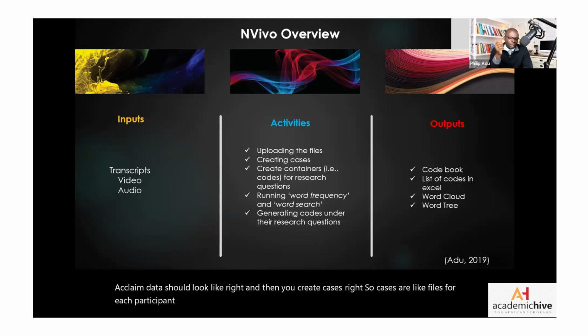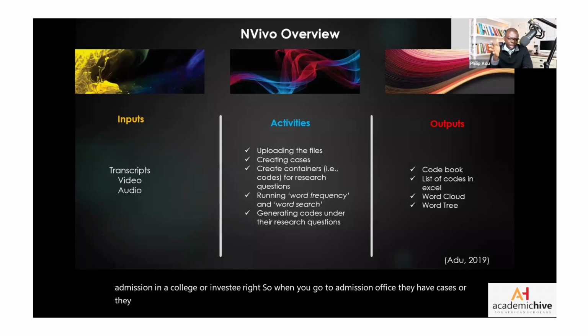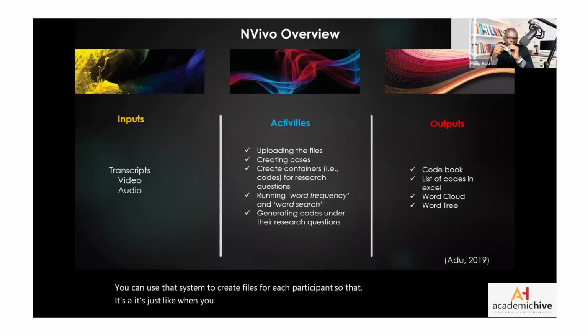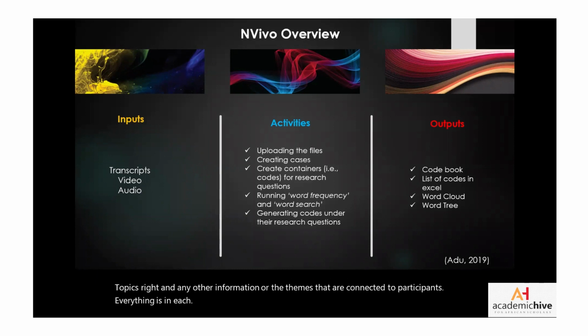It's quite similar to, let's say you have gotten an admission in a college or university. When you go to the admission office, they have cases or files for each person. So imagine that you have uploaded all the participant transcripts in the system. You can use the system to create files for each participant, so that when you open the file, you have participant transcripts, their demographics, and any other information or themes that are connected to the participant. Everything is in each person's file, right?